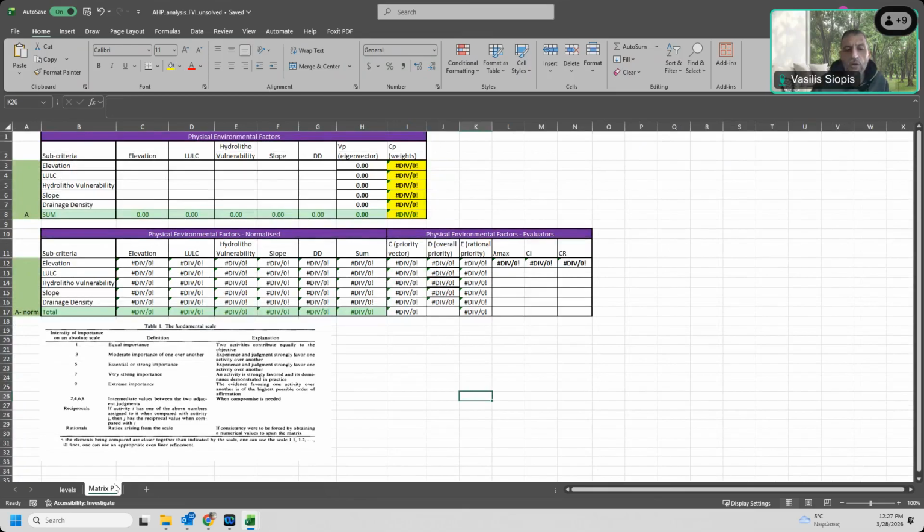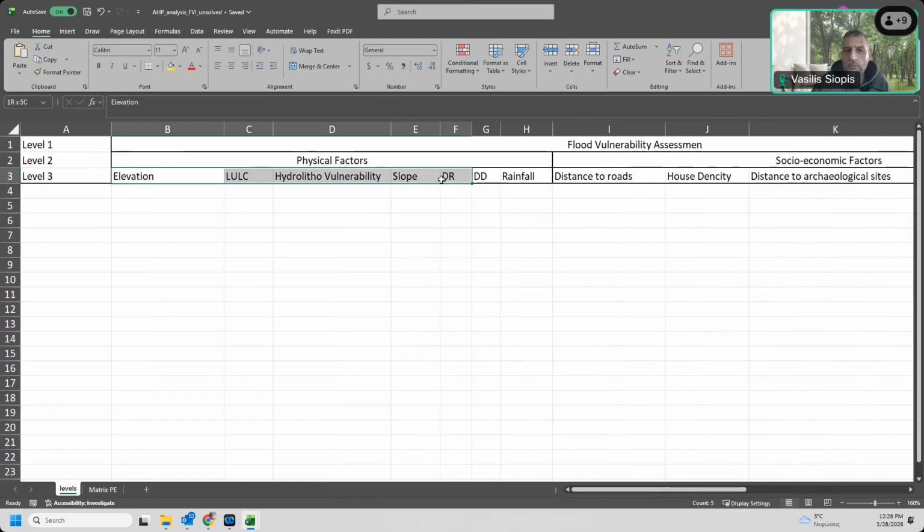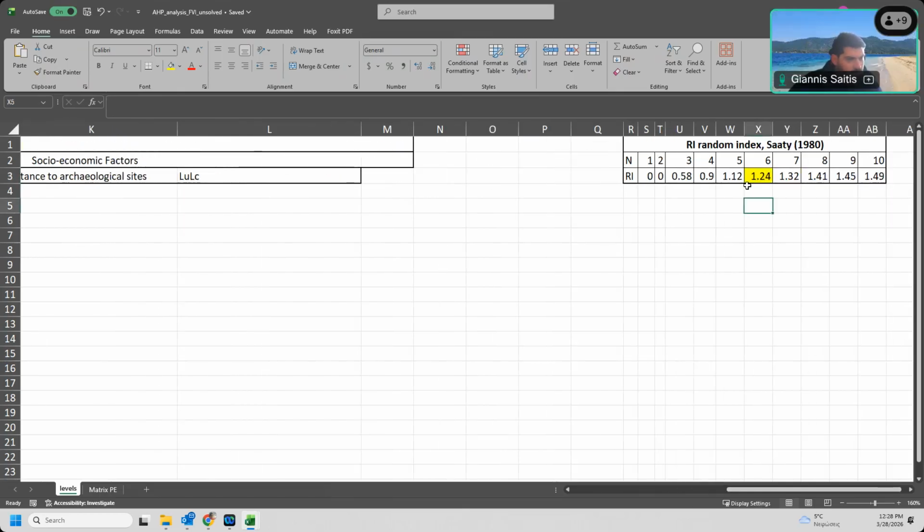One more question: why did we choose 6? Our variables are 7, and elevation. Excuse me, I missed something then. It was 7, right? Okay, 1.32.